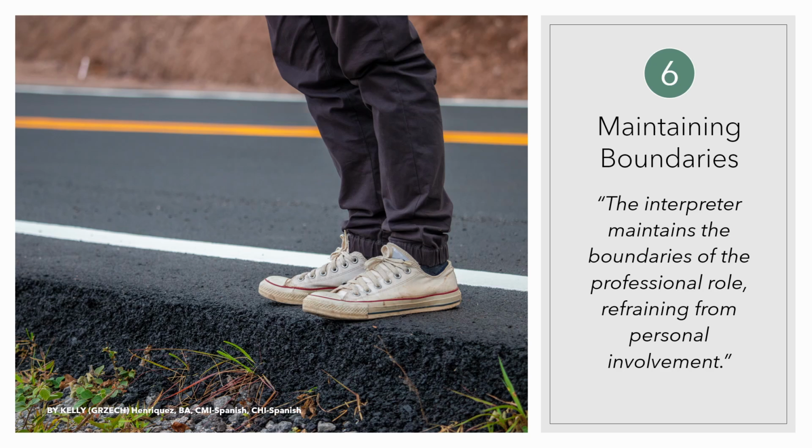So look at this picture here. We have this person. It looks like they're standing on the side of the road outside of the white line. Now what happens if they go in between the yellow and white lines? Well, they could get hit by a car. That's the space for cars, not for pedestrians.